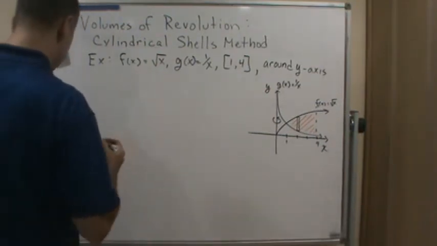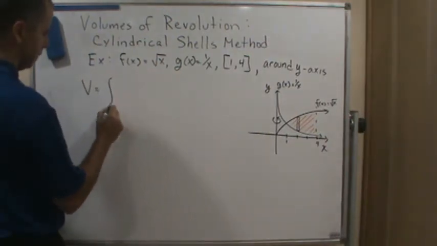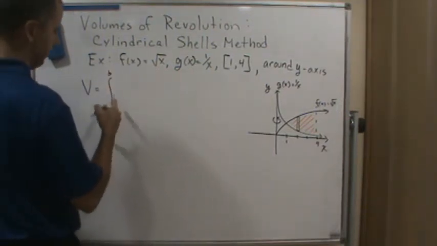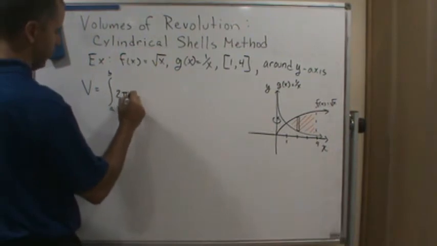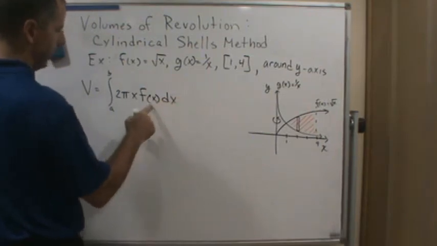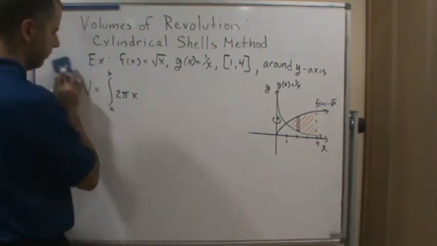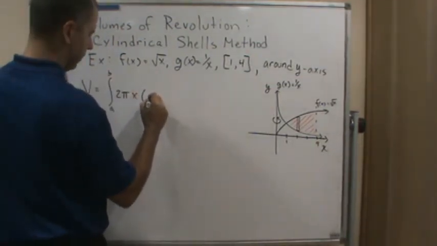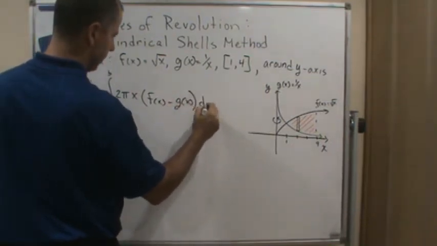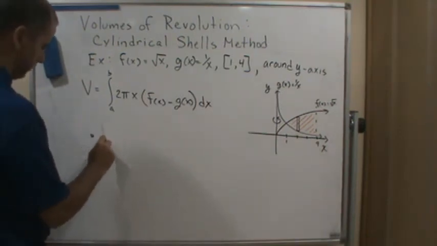Okay, so again, remember our formula. Volume equals the integral from a to b of 2 pi x f of x dx. But now the height of our rectangle is no longer that. The height of our rectangle is now going to be f of x minus g of x dx. And now we're ready to go. So let's fill it in.